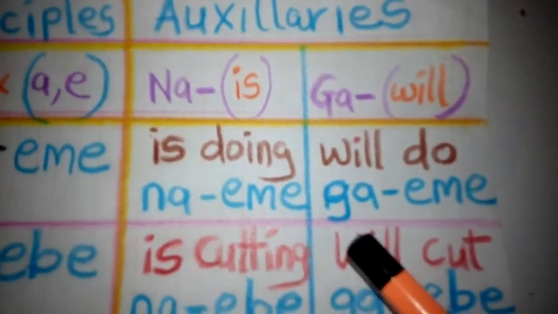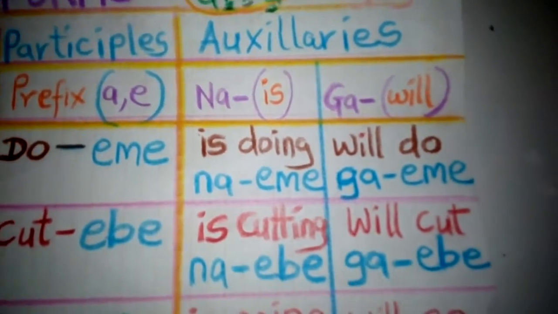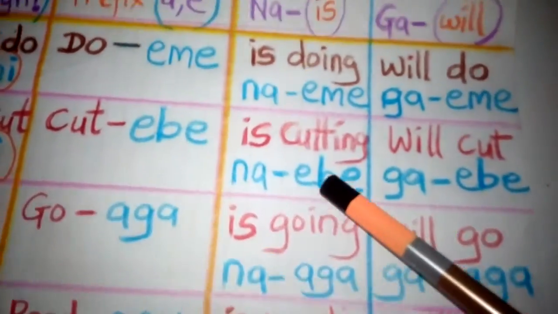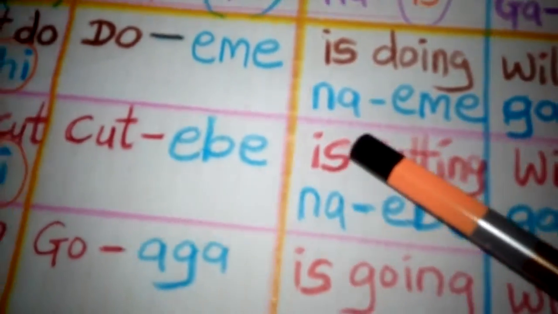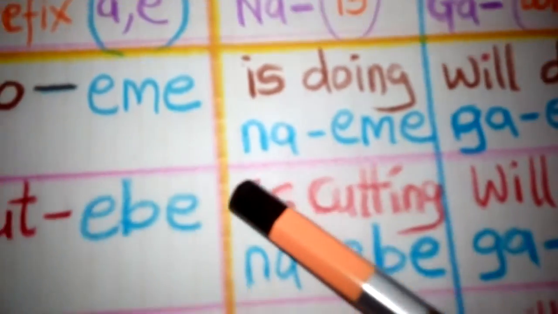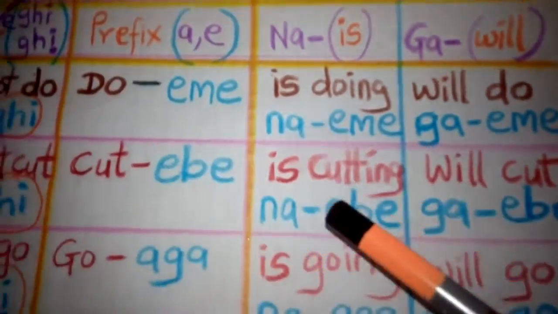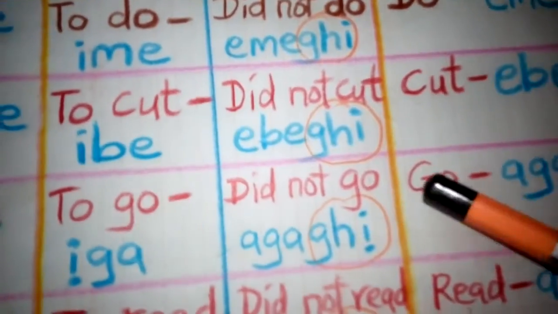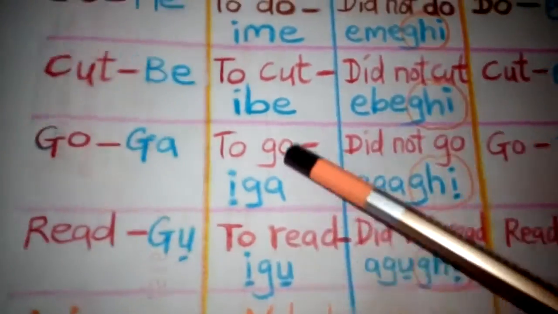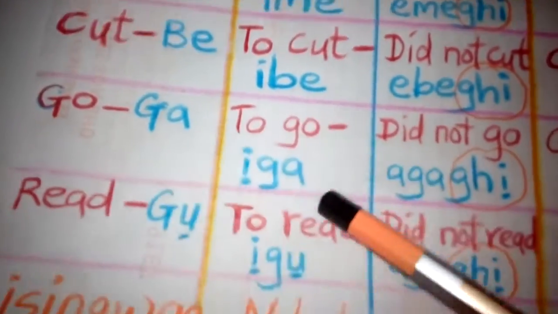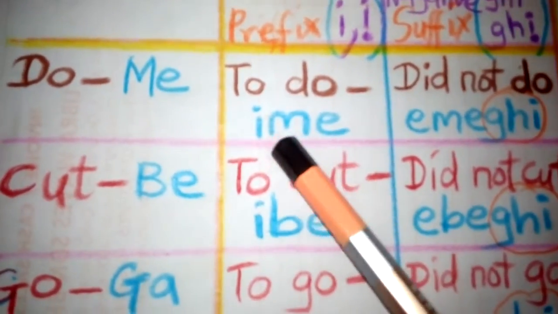Very important. So that is a participle for you. If na or ga is following the verb, that is the participle. It follows the participle, na or ga, to specify the action of the verb. So let me read for you first, before I show you examples of all these in sentences.